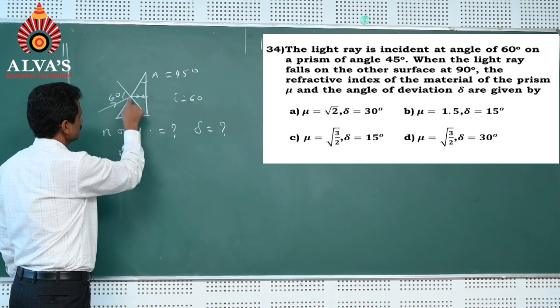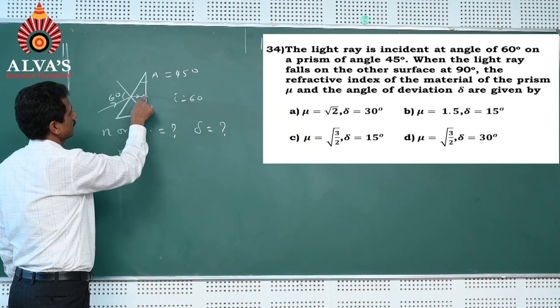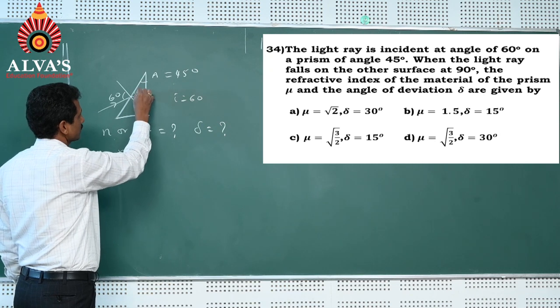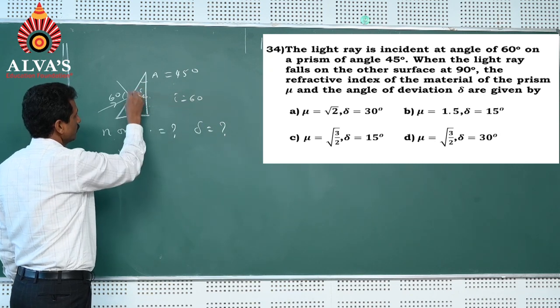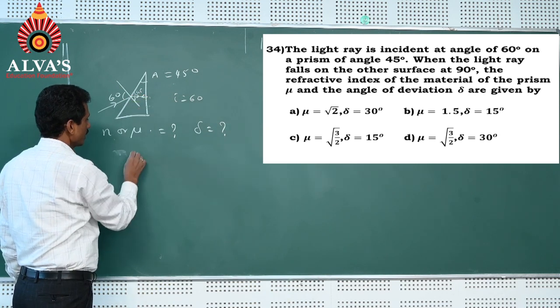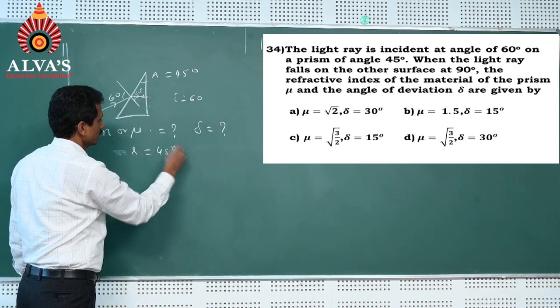From Snell's law, see this diagram: here 90 degree, this is 45 degree, naturally this angle is 45 degree, therefore this is the normal. The angle of refraction from the diagram, R, is equal to 45 degree.